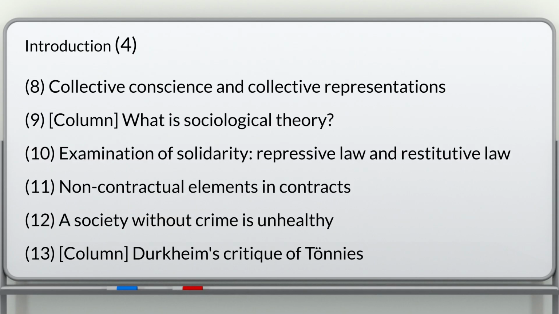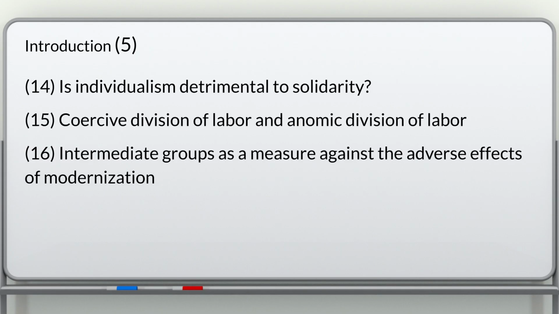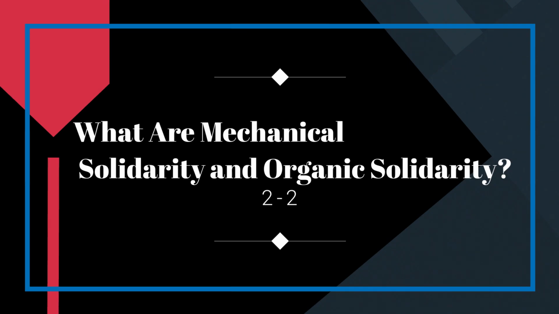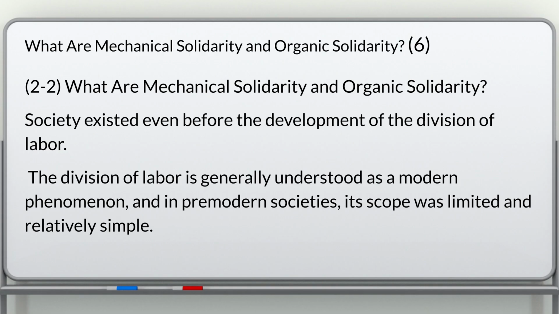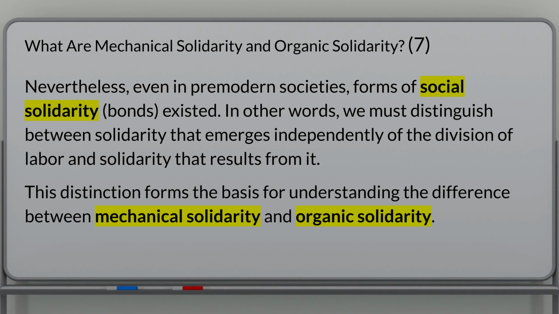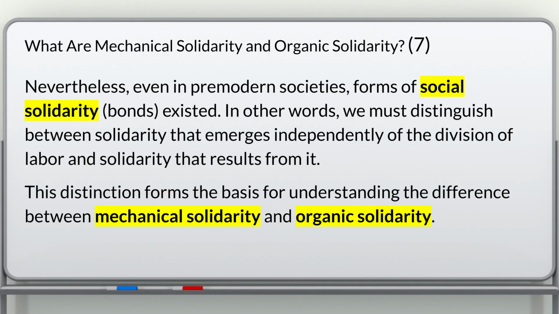In this session, we'll mainly cover the sixth topic. I will explain the meanings of mechanical solidarity and organic solidarity. Society existed even before the development of the division of labor. The division of labor is generally understood as a modern phenomenon, and in pre-modern societies, its scope was limited and relatively simple. Nevertheless, even in pre-modern societies, forms of social solidarity existed.